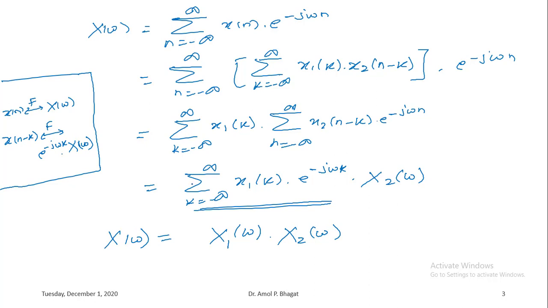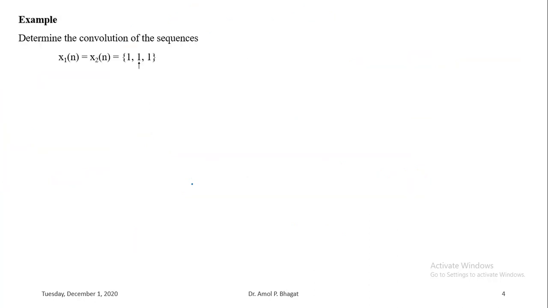So we'll try to solve one example here, and we'll apply this convolution theorem property to get the convolution of given signals. Okay, so here two signals are given, that is x1 of n and x2 of n, comprising similar samples, right? And we have to determine the convolution of these two sequences.